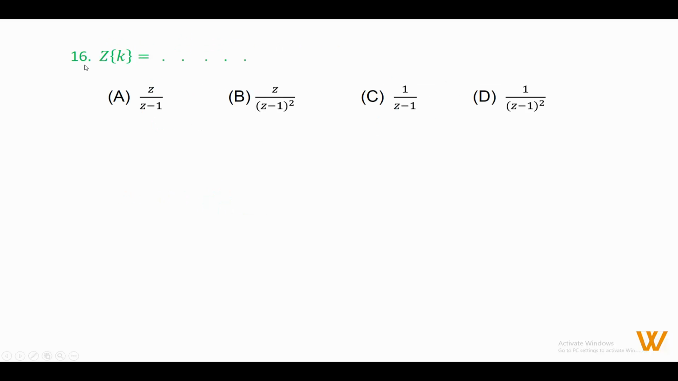Next, 16. Z transform of k is equal to dash. Z transform of single element k. Answer is B option, z upon z minus 1 bracket square.